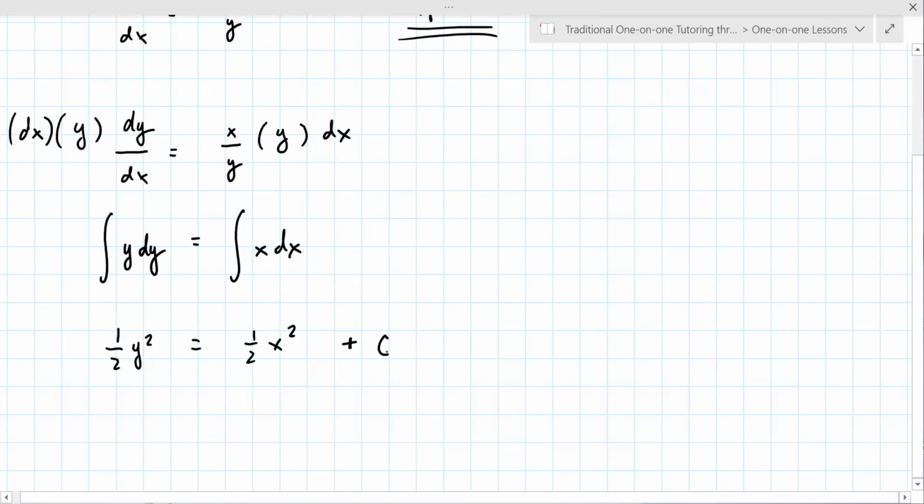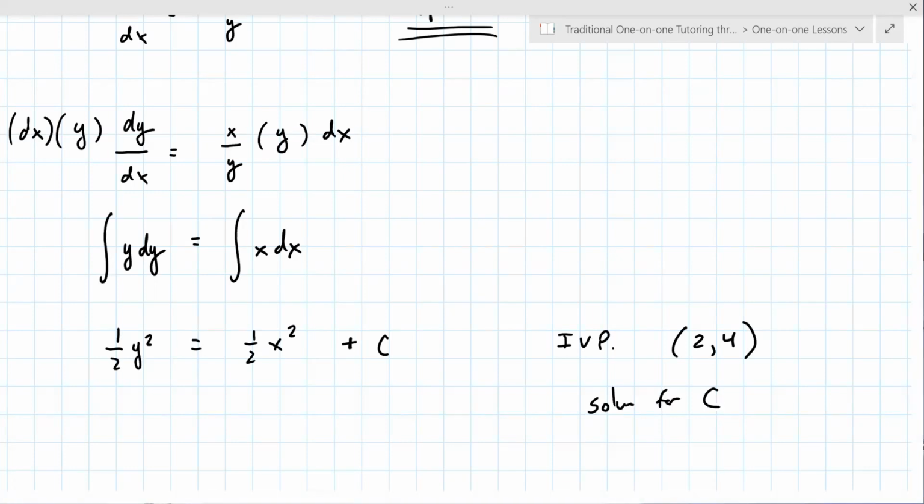Could you write it as y squared over 2? That's fine too. Yes. Okay, and then these are almost always initial value problems. So I'll tell you that the point (2, 4) is on the curve, and then you have to solve for c.